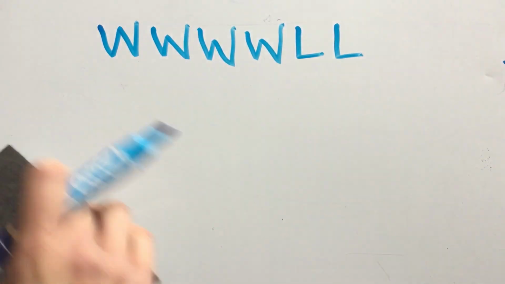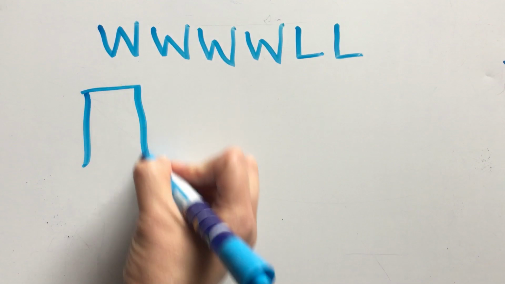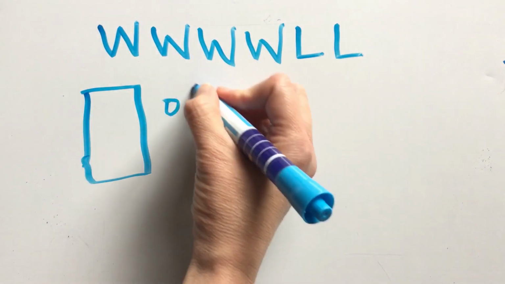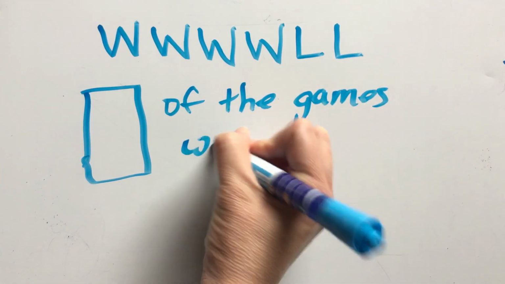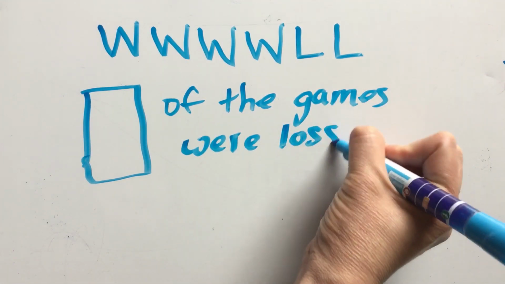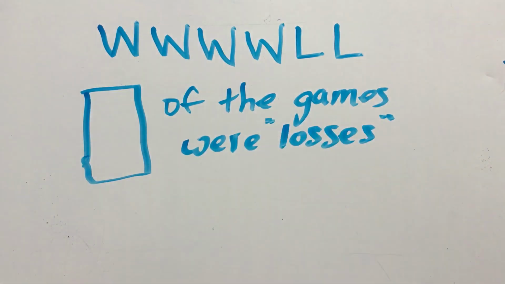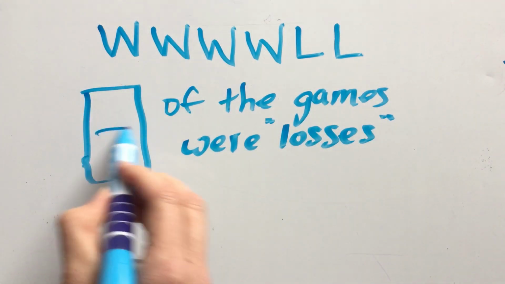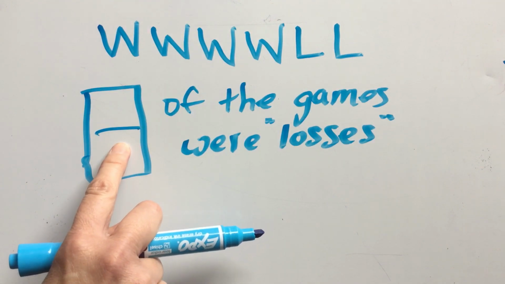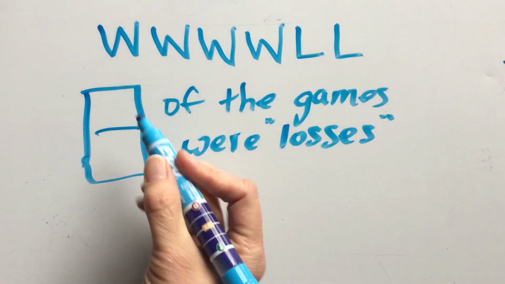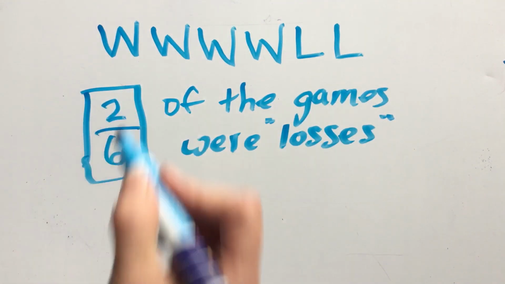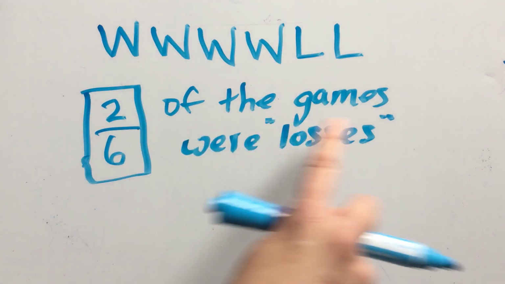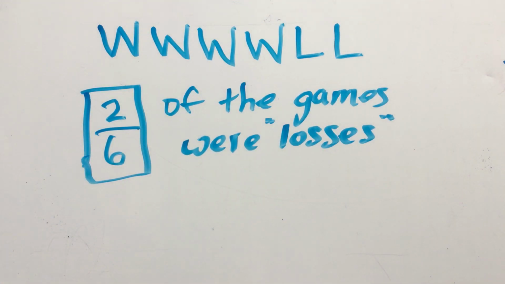But as you know, I can write another fraction for this. Here's my fraction box, of the games were losses? Okay, now, again, we have to find our denominator. That's our total number of games. 1, 2, 3, 4, 5, 6. How many were losses? They lost 2 games. So the fraction for that would be 2/6 of the games were losses. So that's just another way to look at fractions within a set.